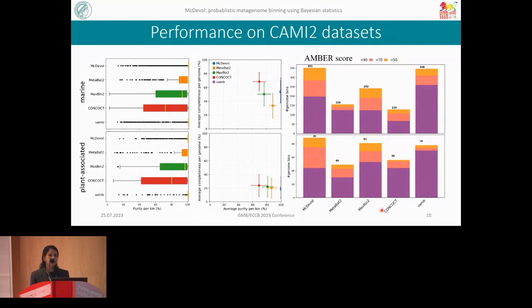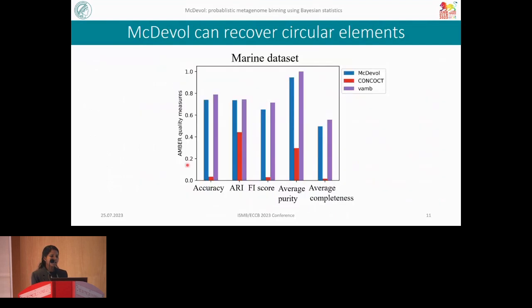We also see that McDevol can recover circular elements like plasmids and viral genomes. Shown is a bar plot for various AMBER accuracy quality measures, and we see that McDevol outperforms COMEBin, and the performance is closer to VAMB, which is the current best tool in recovering circular elements that was tested in the CAMI2 assessment study.